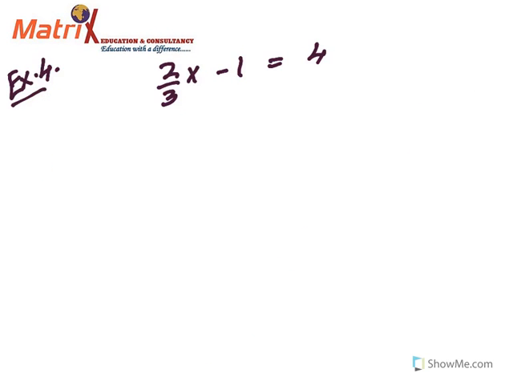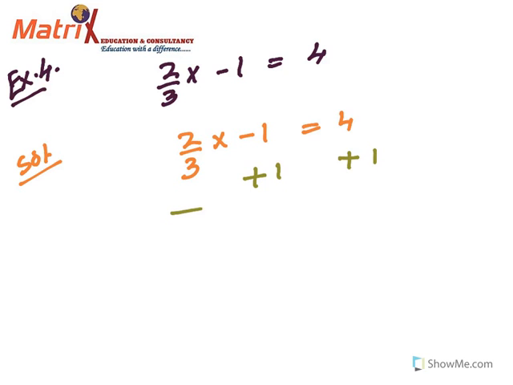Now I have an example on the board: 2 by 3x minus 1 is equal to 4. I know fractions and decimals bother a lot of us, but it's simple. Let's see. I will first copy down the original equation as it is. The first step, combine like terms. What are the like terms here? 1 and 4. So we do plus 1 on both the sides.